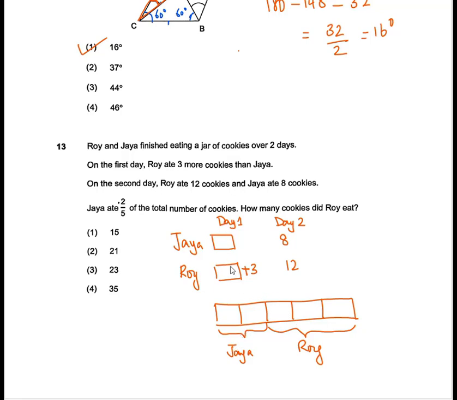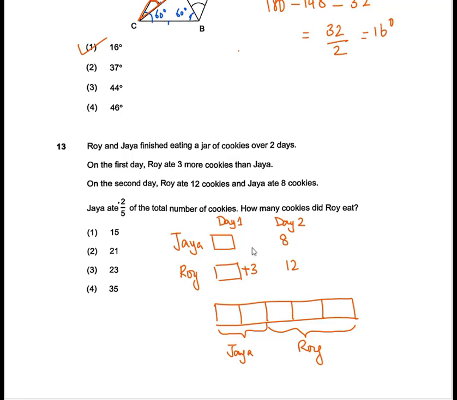Now, this unit and this unit are not of the same size, so don't confuse that. But we still have the total amount of cookies Jaya ate and Roy ate. Now, how do I know who ate more? Looking at this, it is 1 unit plus 8, and this is 1 unit plus 3 plus 12, which is 1 unit plus 15. Now, what is the difference?